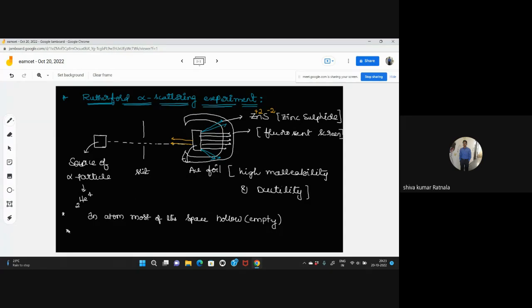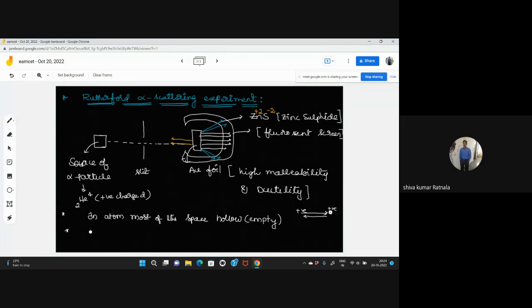Next, he said that as very few particles are bouncing back, that means these alpha particles, which are positively charged, are hitting a positive charge. For example, say this is a positively charged particle and light is hitting. When it hits, immediately it will come back, no? Because this is also positively charged and that is also positively charged, automatically repulsion will be there.